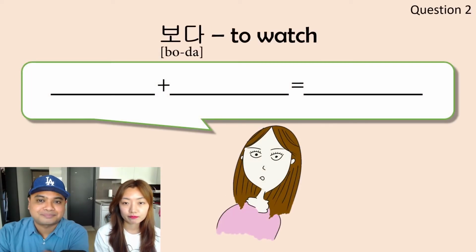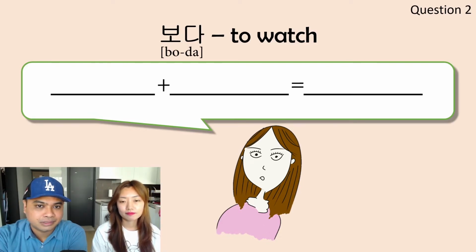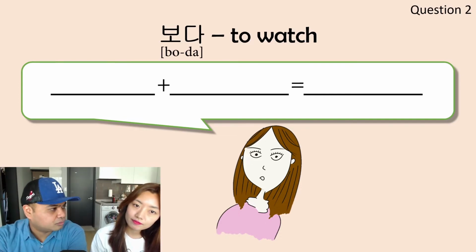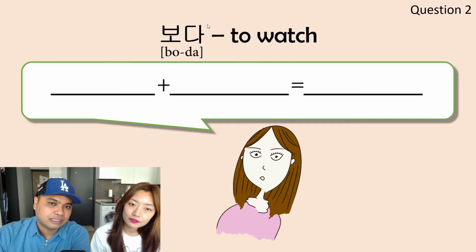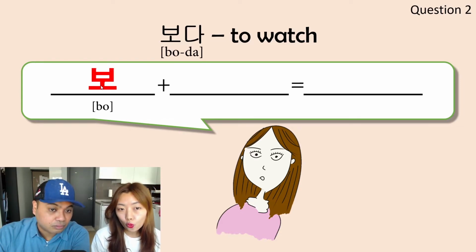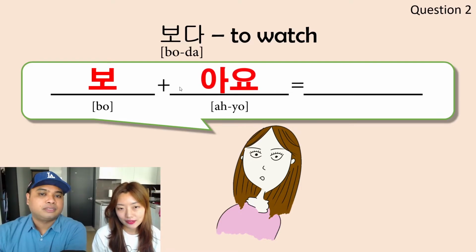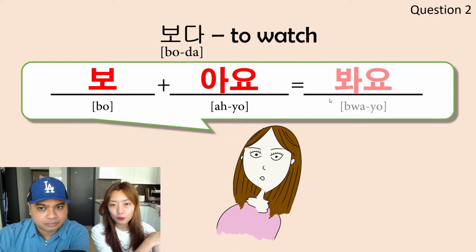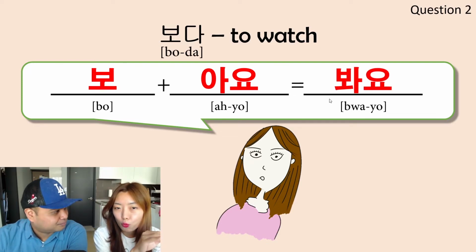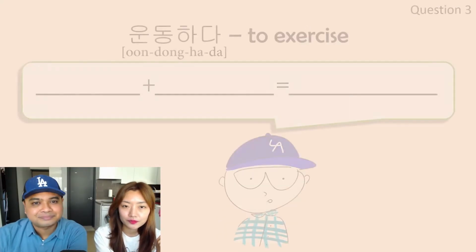Next one. 보다. Okay, boda means to watch. And of course, we gotta take out the da. So we have bo. 보. It ends with an o. So we need to add ayo. And then that turns into 봐요. Boayo.